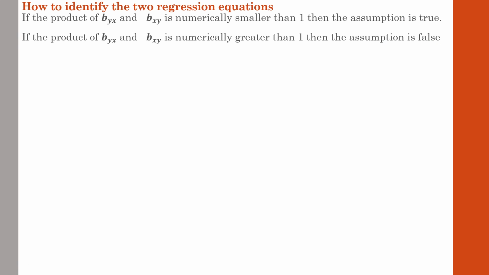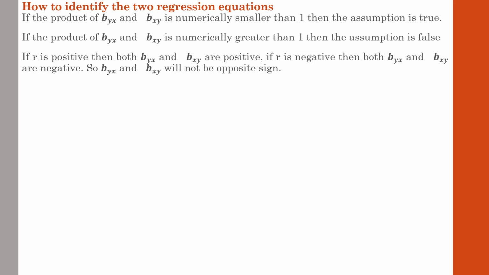False means I assumed that the first equation may be y on x and the second equation may be x on y, and when I multiplied I got a value greater than 1. So my assumption is wrong. When my assumption is wrong, you need to think in the opposite way. Earlier I assumed that the first equation is y on x. After checking, I found that my assumption was wrong. So now let us assume the first equation is x on y, and make sure whether the second assumption is right or wrong. This is how you need to identify the two regression equations.